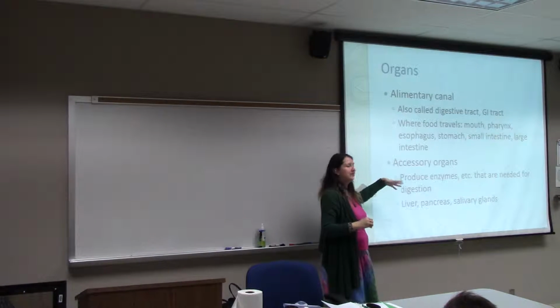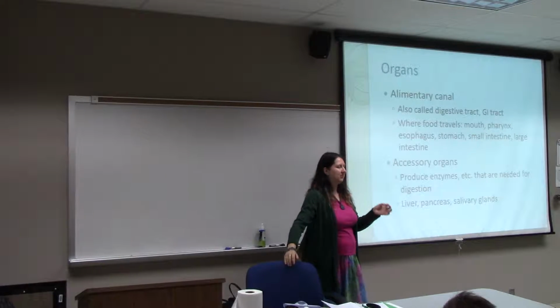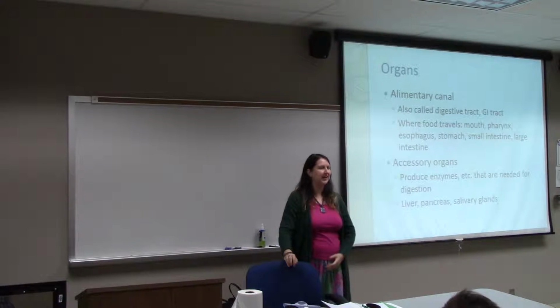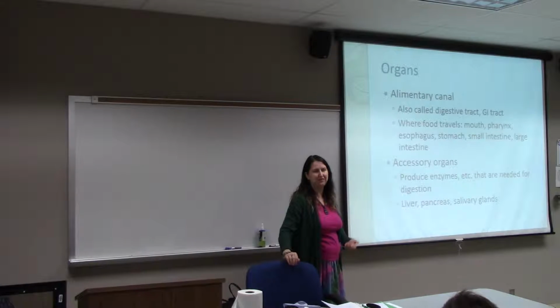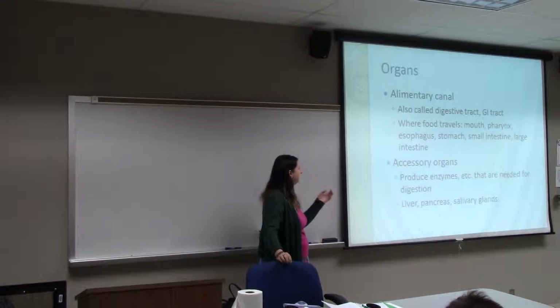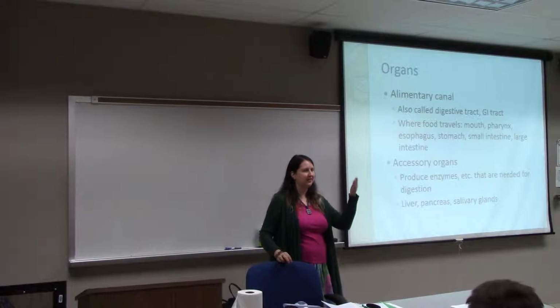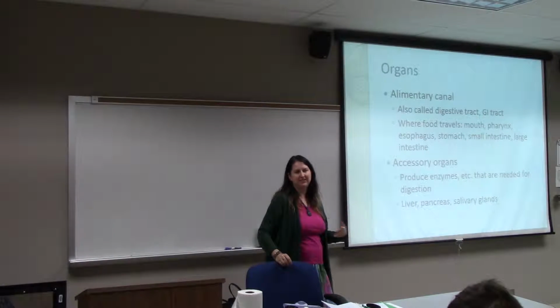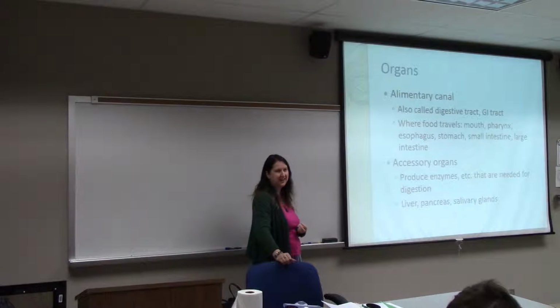Then the other group is the accessory organs. These are attached to the alimentary canal and secrete things that are involved in digestion, like enzymes and bile, but the food doesn't actually travel through them. This is the liver, pancreas, and salivary glands.